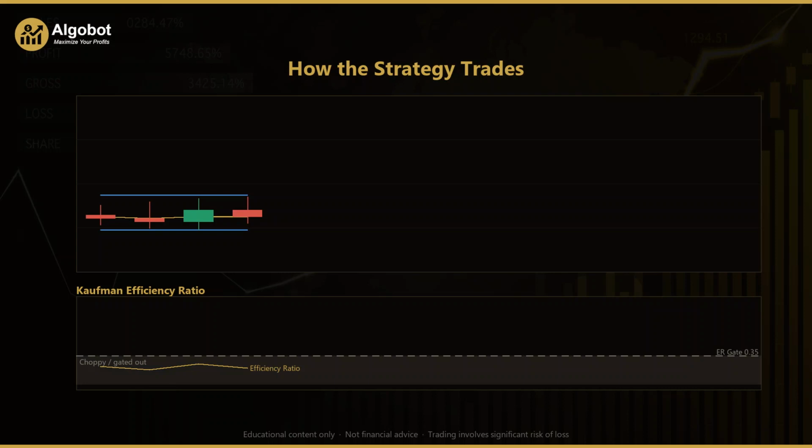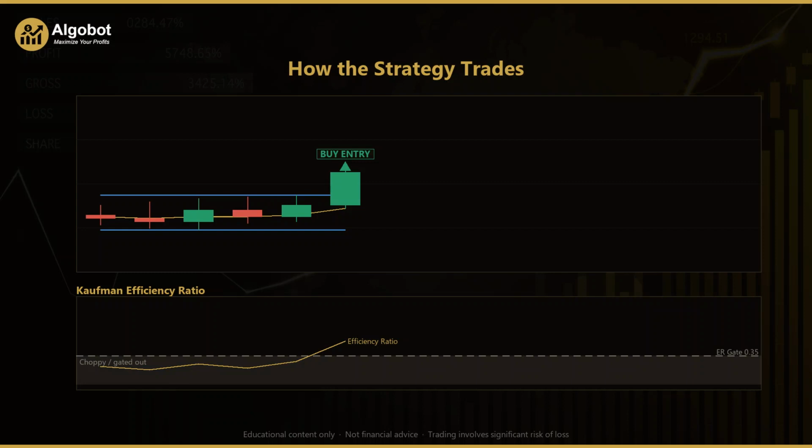Price is drifting sideways, bumping between the upper and lower bands without committing to a direction. This is exactly the environment the strategy is built to avoid. Notice the efficiency ratio down in the subpanel, sitting low, well beneath the 0.35 gate. Because that ratio is below the threshold, the strategy treats this as choppy, inefficient movement and stands aside. No orders are considered here, no matter how tempting those small pushes look.